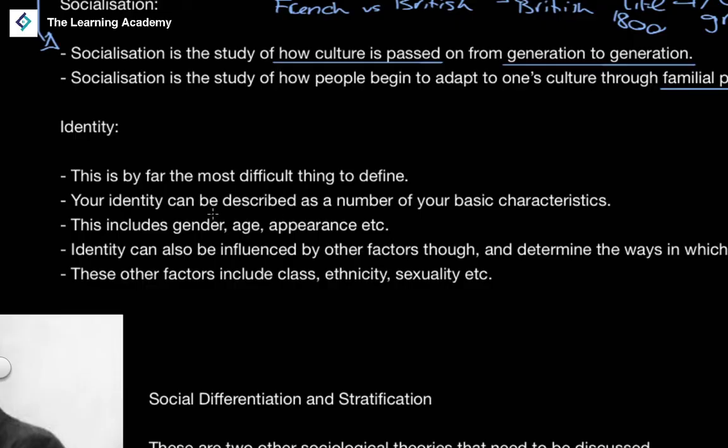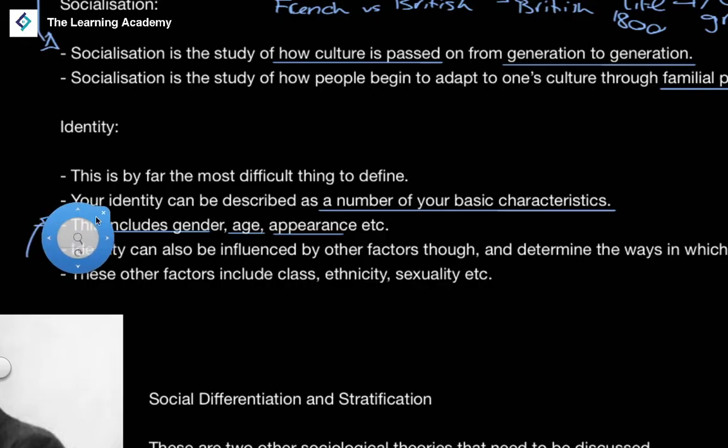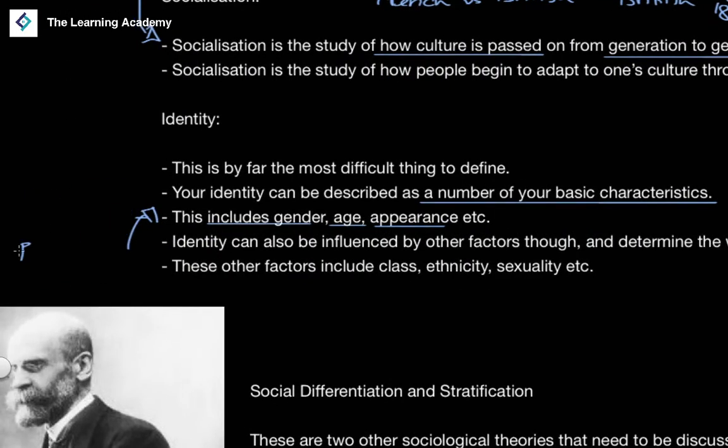The most difficult thing to define is the concept of identity within sociology. Identity can be described in a number of different ways. One way we can describe it is just by a list of your characteristics. So, for example, the identity of an individual can include their gender, their age, their appearance, and race and ethnicity. It can include a number of things.